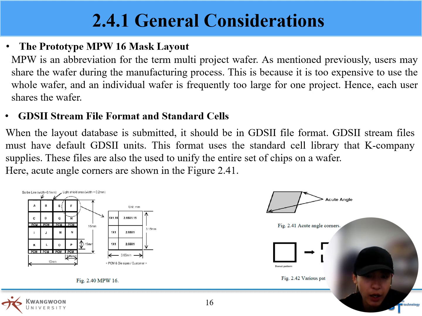When the layout database is submitted, it should be in GDSII file format. GDSII stream files must have default GDSII units. This format uses the standard cell library that the company supplies. These files are also used to unify the entire set of chips on a wafer. Here, acute angle corners are shown in the figure 2.41.